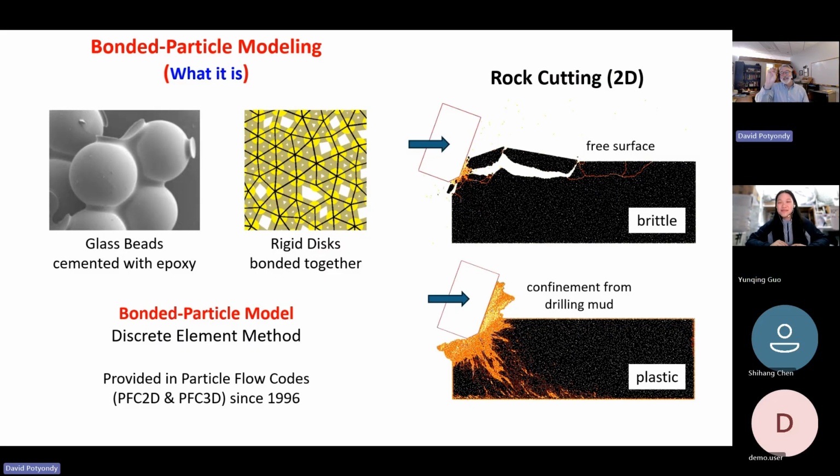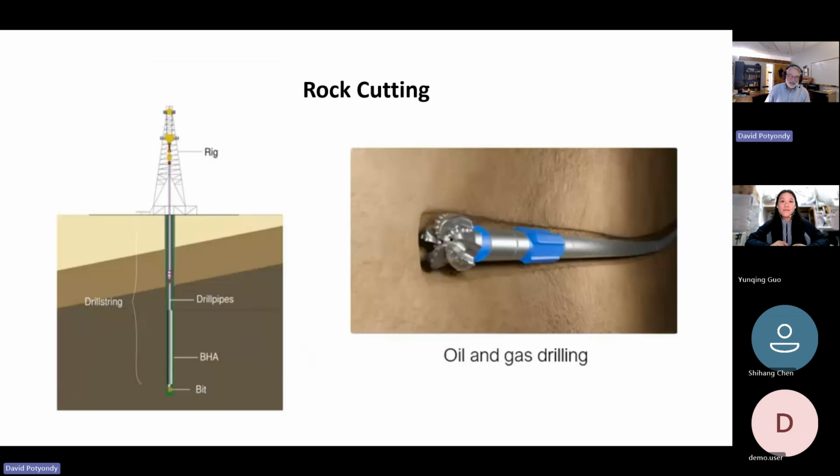We're going to come back to this. This is a PFC2D model that's been used by people in industry who make rock cutting bits. And it looks super cool. And we're going to look at an animation of this. But let's first get an understanding of rock cutting.